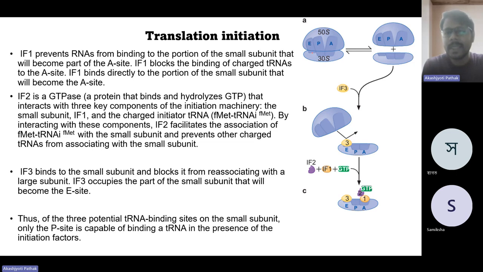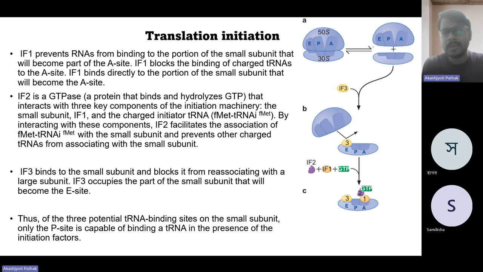Now, as I was explaining, the ribosome has three sites: the A site, P site, and E site. E stands for exit, P stands for peptidyl, and A stands for acceptor or accepting site. So in the first step, these two subunits, the 50S and the 30S, dissociate, and then a couple of initiation factors are recruited at this position.